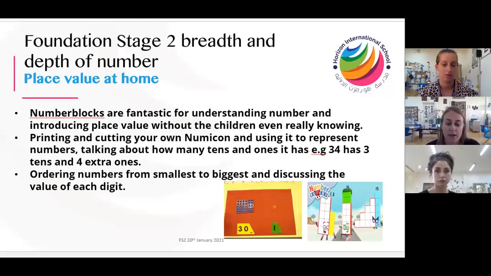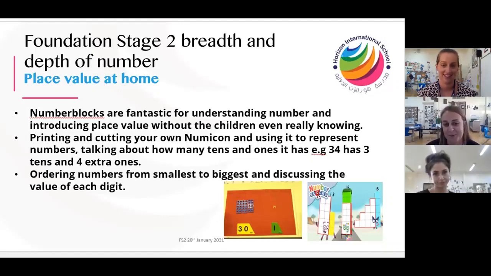And then even ordering numbers around your house that you can find. You could go on a number hunt, see which numbers you can find, and then put those numbers in order, because once they've got the understanding of the value of numbers, they'll know that 24 comes before 31, etc., because they'll know that it's got more 10s in that number.